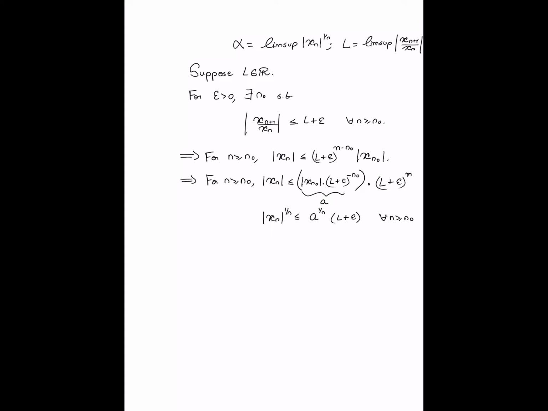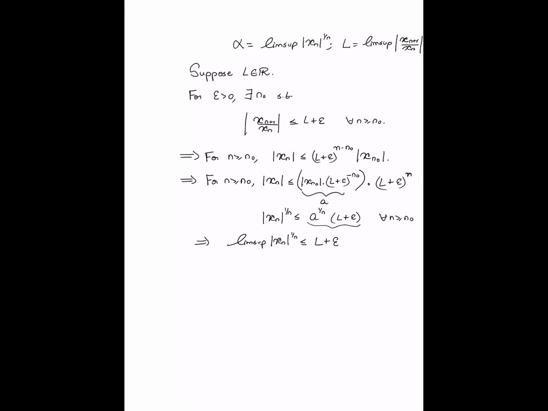Now I am almost done, because since the absolute value of xn raised to 1 by n is less than or equal to a raised to 1 by n into L plus epsilon, the lim sup of the former sequence is less than or equal to the lim sup of the latter sequence. So the lim sup of absolute value of xn raised to 1 by n is less than or equal to the lim sup of this fellow, but the lim sup of this fellow is in fact just L plus epsilon, because that is a convergent sequence, right? Because a raised to 1 by n tends to 1.